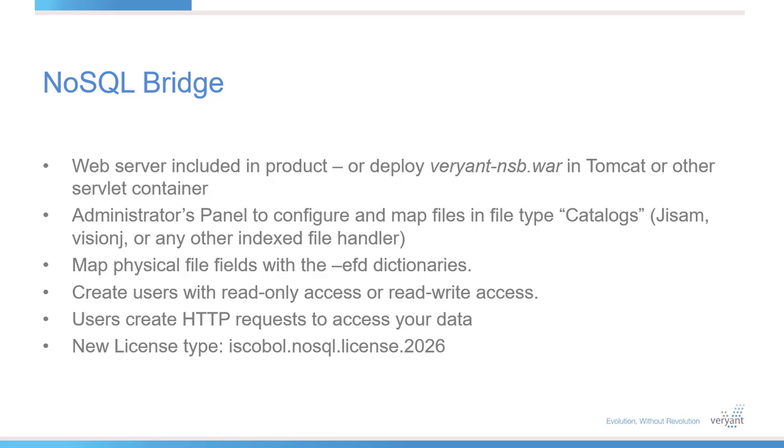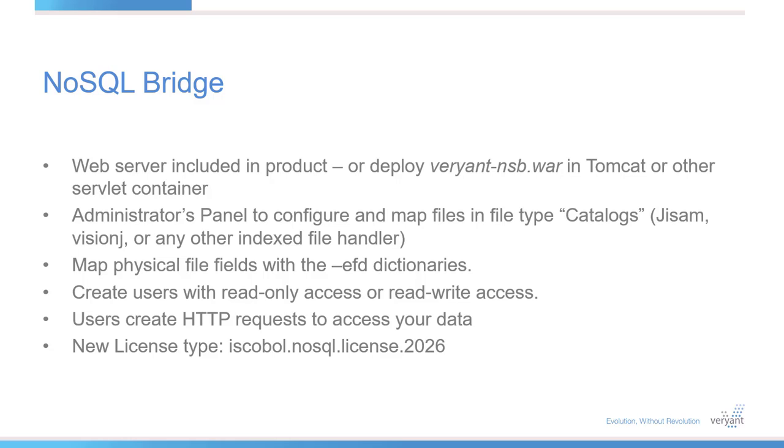Or if you prefer, there's a WAR file provided so that you can deploy NoSQL Bridge on other servlet containers like Glassfish or Tomcat. Once the service is running, open the admin panel in your browser, and there you'll configure a catalog. In the catalog, you'll list the files that you want to give access to, and you'll connect those files to their extended file descriptions. You'll also define their file types, which can include JISAM, VisionJ, and any other indexed file handler that isCOBOL supports.